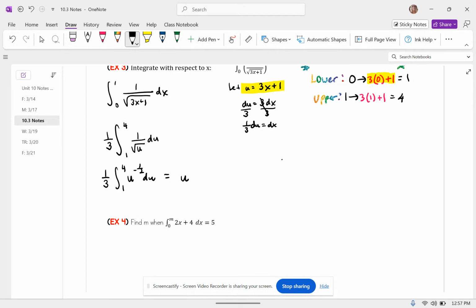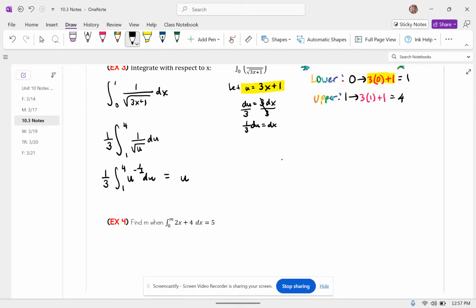Isn't this so nice? We put everything in terms of u, so we don't have to deal with this crud anymore. It's so easy. We just put in the upper bound minus the lower bound, and we have our answer, okay? So that's the beauty of the u. It turns scary things into easy things, and since we changed our bounds, we don't have to do any other sort of conversion. We're good to go, okay?